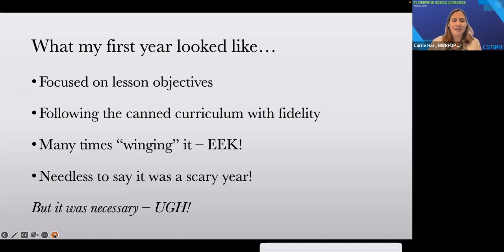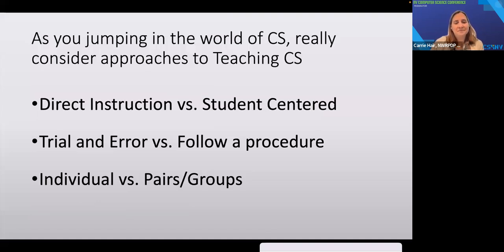Sometimes the kids would come in and be like, Miss Hare, I think you meant this. And I'd be like, you're right. I don't know what I was thinking. I totally misread that lesson plan. And that's okay. It's going to happen. It was a really scary year for me, but it was necessary. And I'm giving you permission to have a very scary year. It's okay. Kids are so forgiving.